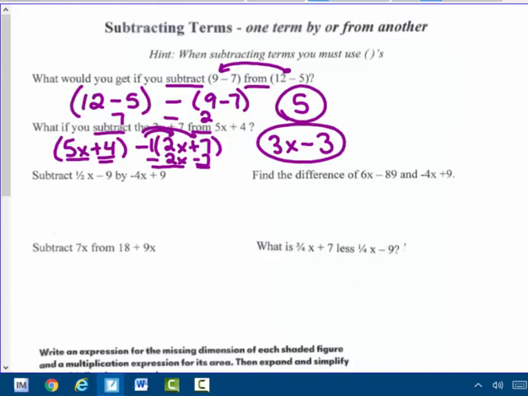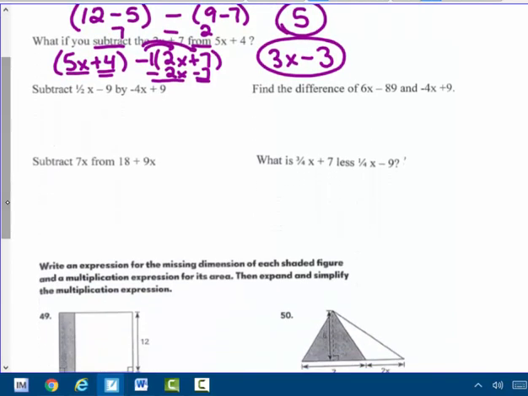Watching the order. Subtract 1/2 x take away 9 by -4x plus 9. Well, this I don't have to switch the order. That is correct English and mathematical order. So it's 1/2 x take away 9 minus -4x plus 9. Now I've got to distribute this negative to both of these terms. So I put parentheses around it and then do the distributive property. -1 times -4 is positive 4x, and -1 times positive 9 is -9.